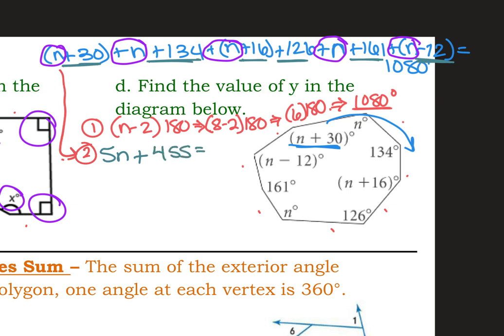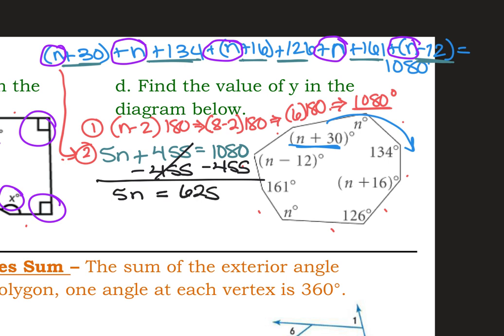This is going to equal, what did we get from the first step? 1,080. All right, from here it's just solving. Let's subtract 455 from both sides. 5n equals, this cancels out, 5n equals 625. Let's divide both sides by 5. Our n is equal to 125 degrees.